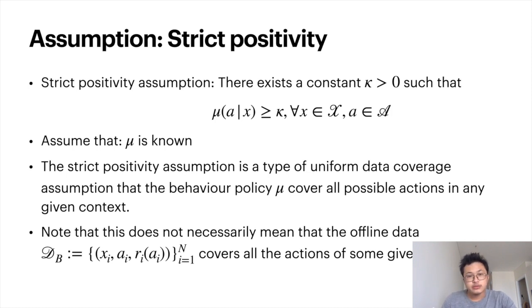This assumption is called strict positivity. Strict positivity assumes that the offline policy mu is lower bounded by some positive constant kappa. This strict positivity assumption is a type of uniform data coverage, where the behavior policy mu can cover all possible actions in any given context. That's quite a common assumption in offline contextual bandits.